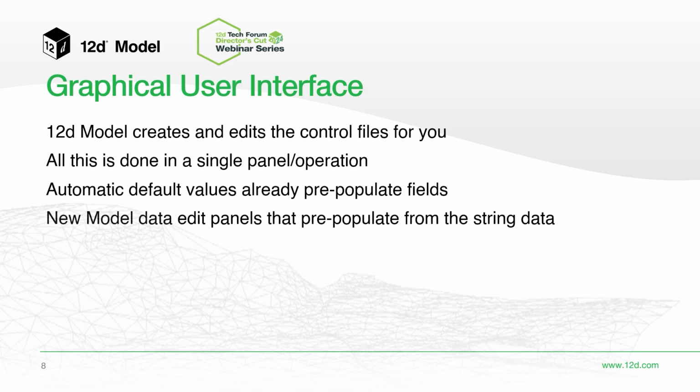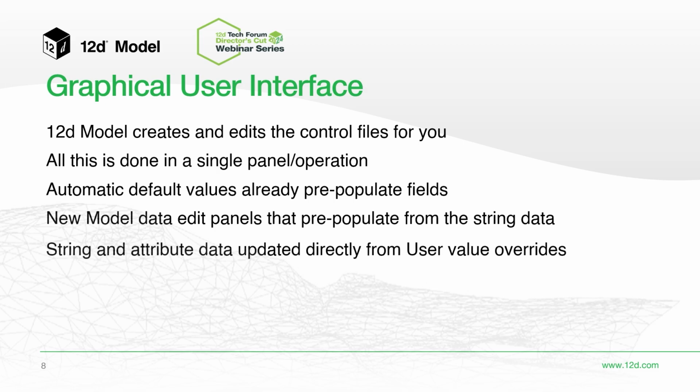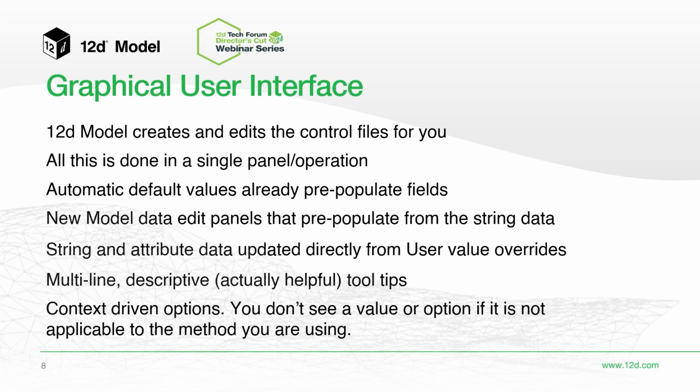And we have really clever new model data edit panels that you'll see can have pre-populated values in them from the string data, or if you put an override into these new edit panels, it can actually go and update the data of the strings themselves. We have multi-line descriptive, i.e. actually helpful tooltips. And it's a context-driven option. So if you've got a particular value or a tick button set, you will see the options for that operation. If you don't have any settings for another operation, you won't see that option, or depending on the method that you're using.